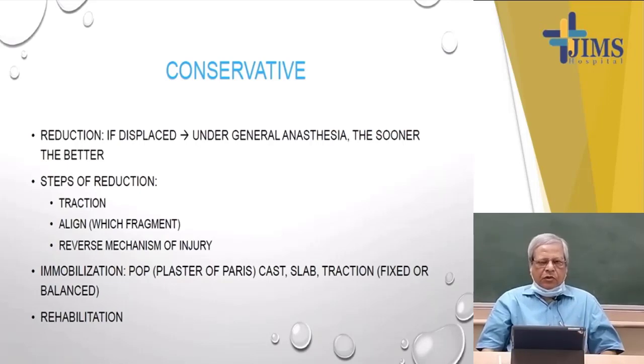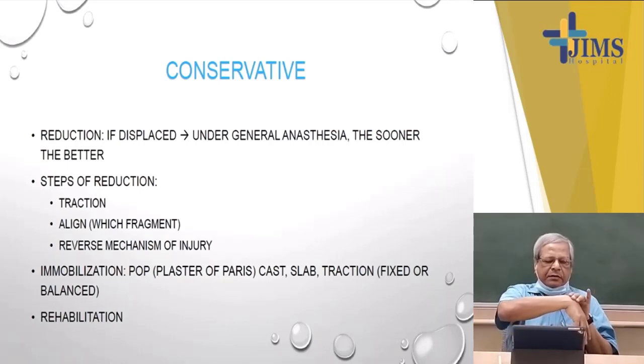Then the bones are aligned as per their displacement. That is how the reverse mechanism of injury works. I mean, if the fall was a fall on outstretched hand like this, then the fracture should be reduced this way.